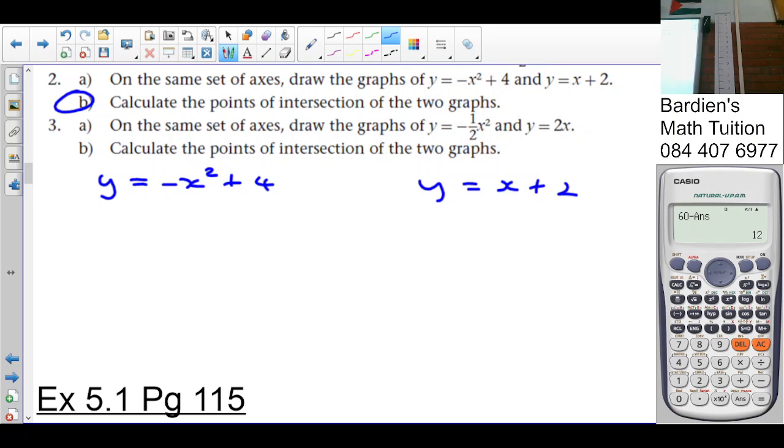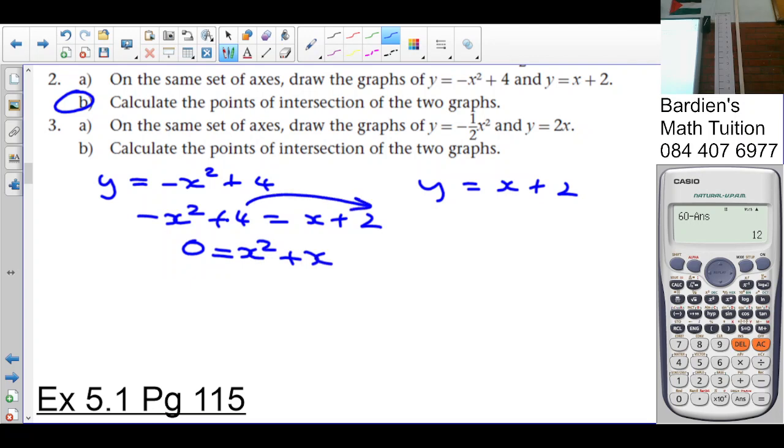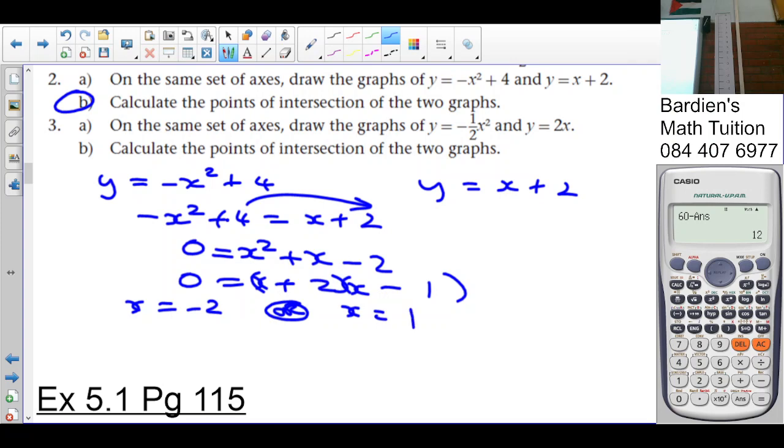Okay, so in other words, we say the two graphs are equal to each other, so negative x squared plus 4 is equal to x plus 2. Take everything over to one side since it's quadratic. So x squared plus x minus 4, 2 minus 4 is minus 2. So this factorizes into x plus 2 and x minus 1. If you can't factorize, use the quadratic formula. So that gives me x is equal to minus 2 or x is equal to 1.